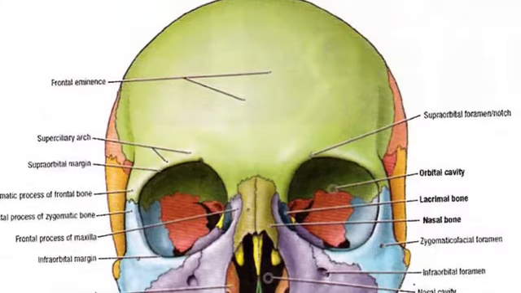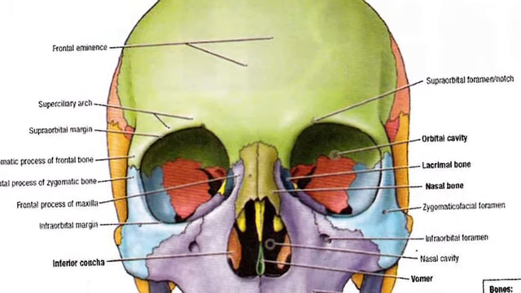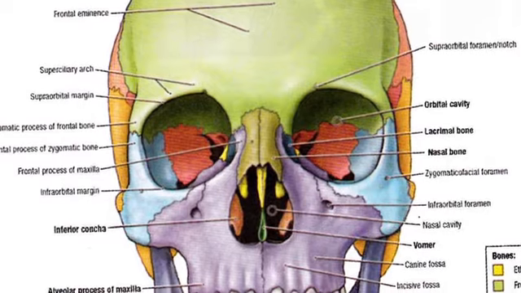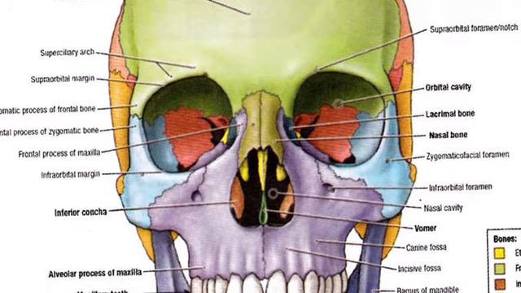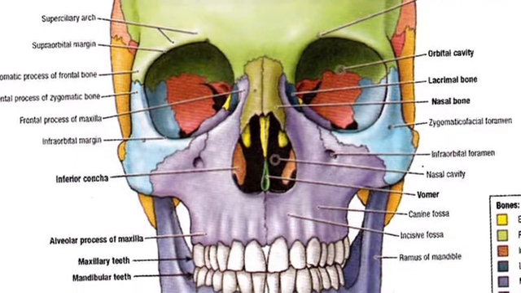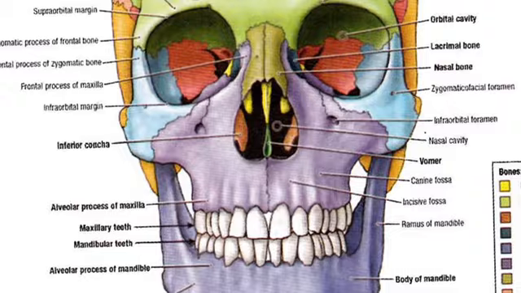Now you can see the facial skeleton from the front, of which 2 are maxillary bones, 2 are zygomatic bones, 2 are nasal bones, 2 lacrimal bones, 2 palatine bones, inferior nasal concha 2, 1 is mandible, 1 is vomer.